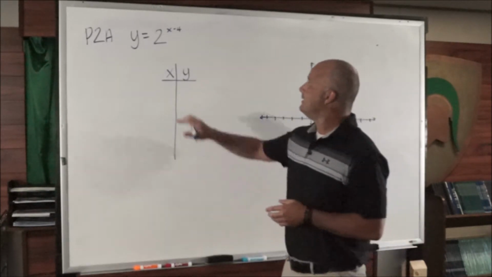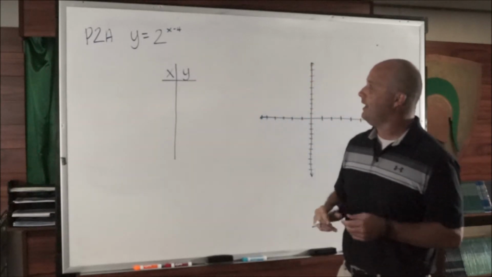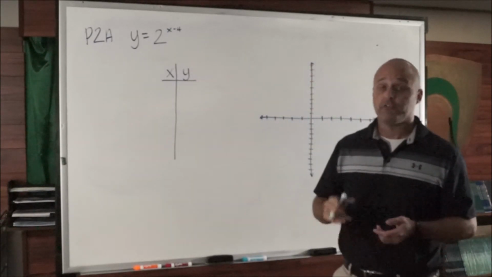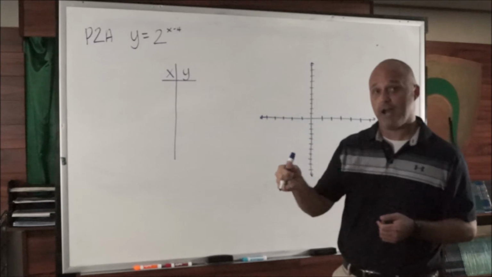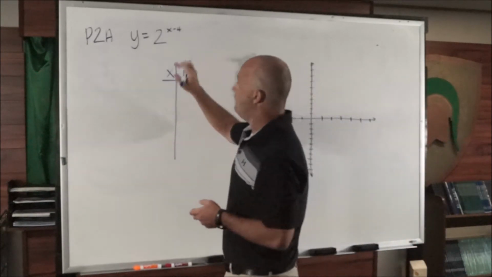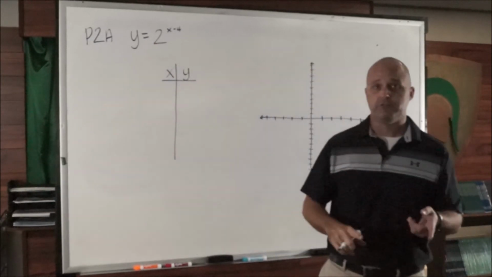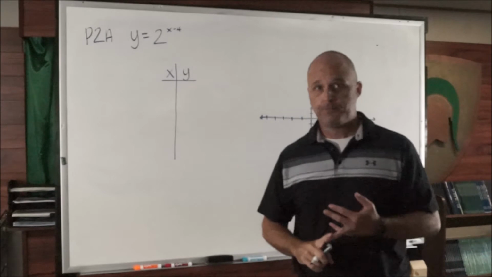And then I can see that I've got an x minus h with an h value of 4. So that tells me that the parent graph is going to be moving 4 units to the right. There's no k value, so there's no up or down movement, and there's no a value, so there's no stretch, compress, or reflect.